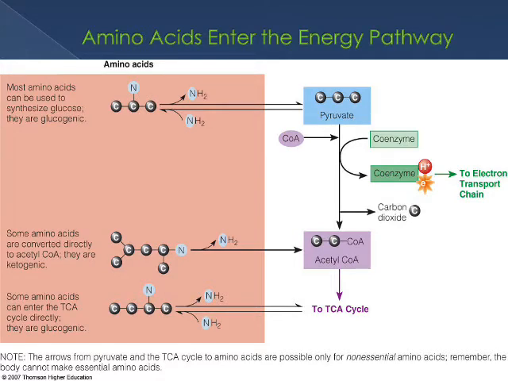This diagram shows the glucogenic amino acids entering at pyruvate, which is a reversible reaction, the ketogenic entering at acetyl-CoA, which is not reversible, and then some amino acids entering at the TCA cycle.